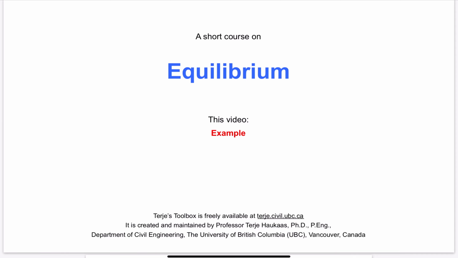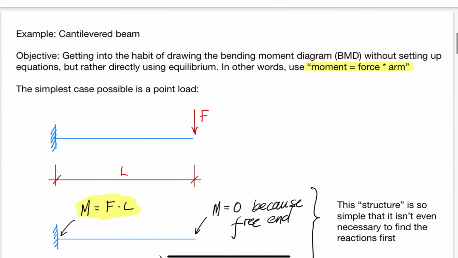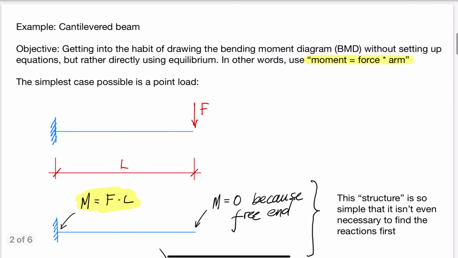One objective in this example is to get into the habit of drawing bending moment diagrams without setting up equations. Rather, we wish to simply use equilibrium. Remember, for statically determinate structures, the consideration of equilibrium is sufficient for determining all the internal forces in the structure caused by external loads. The basic idea for establishing the bending moment diagram for beams and frames is to calculate the moment at selected locations once we have found the reaction forces at the supports. The fundamental idea is that moment is force multiplied by arm.